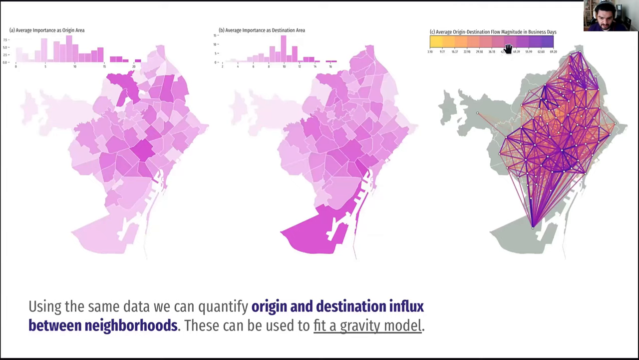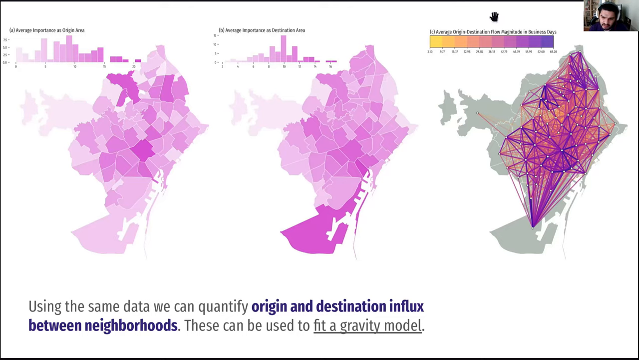But you can also measure the origins and destinations here. So what are the most popular places as origin? What are the most popular places as destination? And how the different areas of the city are connected according to these transitions, to these displacements from origin to destination. And this is the network that we see on the right here.